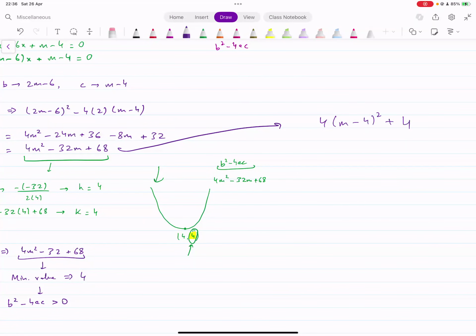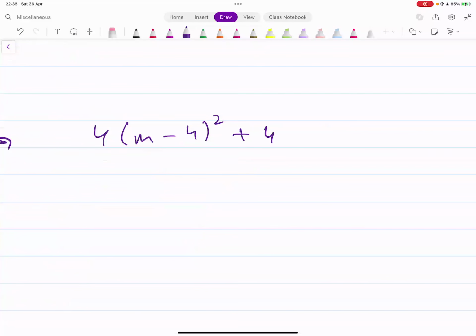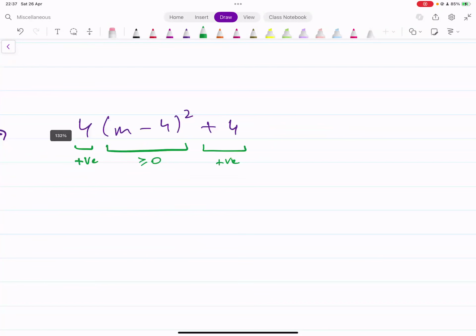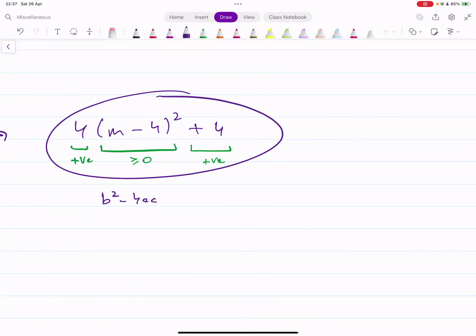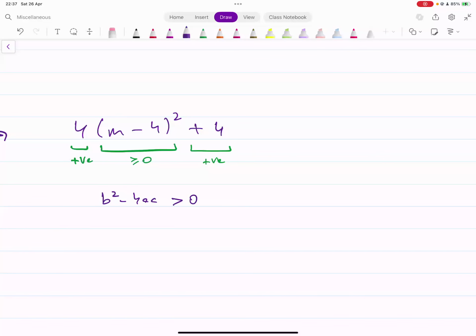Now, rather than thinking of the minimum point of that curve, because some people may find it confusing, just think of this expression. This is 4. 4 is a positive number. This is m minus 4 whole squared. That's a square. A square can never be negative. It has to be greater than or equal to 0. It cannot be negative. And then you have a plus 4 here. That's also a positive number. So overall, the whole expression is going to be greater than 0, right? Because we have plus 4, even if this becomes 0, 0 plus 4, that becomes greater than 0. So all you have to write down is, after converting it to completed square form, you can just write b square minus 4ac is greater than 0. And that shows that the line and the curve meet for all values of m.